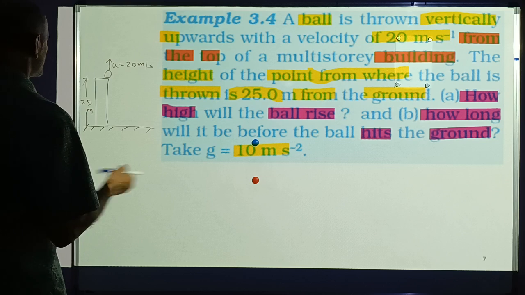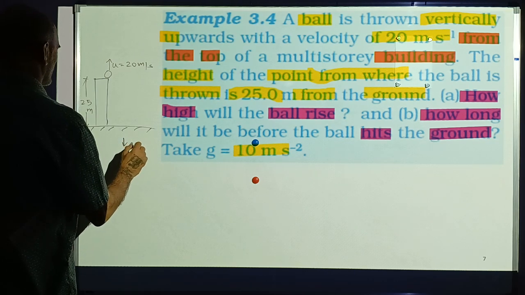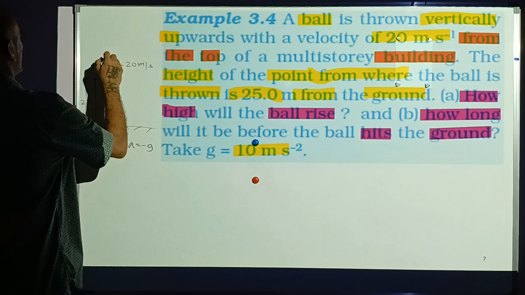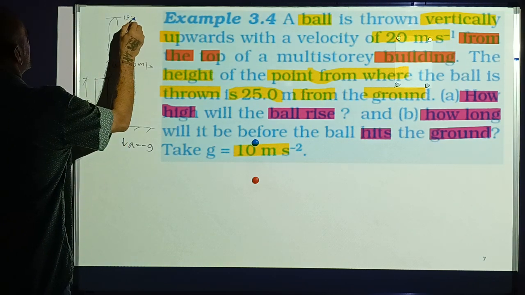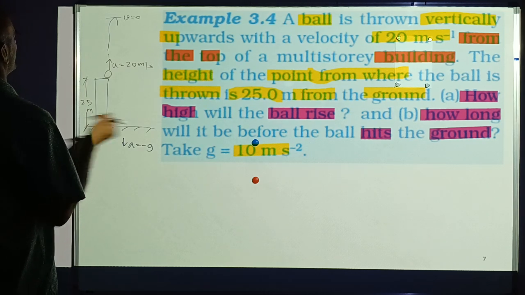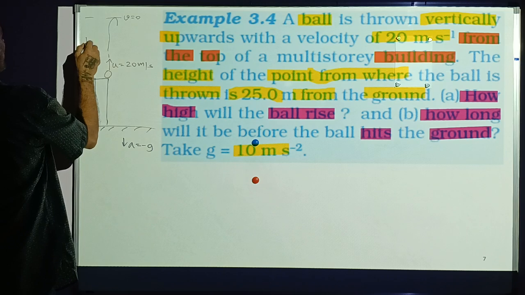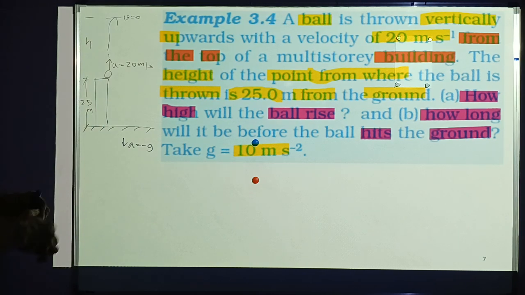So since Earth's gravity is downwards, the velocity will keep on decreasing until it turns back, with the velocity being 0 at the turning point. So first part of the question, you have to find this height h. How high will this ball go from the top of the building?